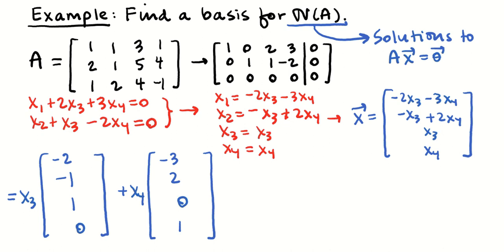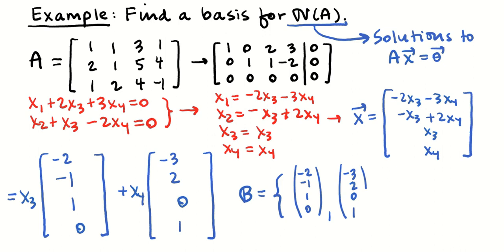But I'm going to say that the basis for the null space that I was hoping to find is the set that has these two vectors in it: (-2, -1, 1, 0) and (-3, 2, 0, 1). And that's how we find a basis for the null space.